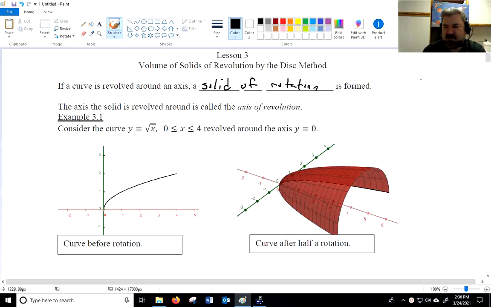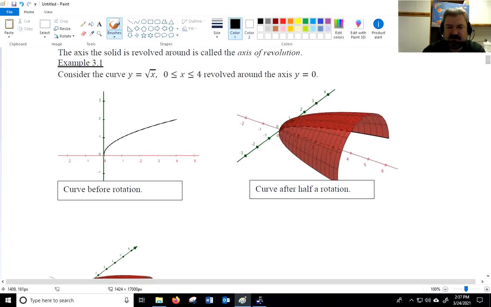Let's consider the curve y equals the square root of x, for a domain of 0 to 4, revolved around the x-axis, around the axis y equals 0. That's the x-axis. So here's the curve, which has an area, and we could find that area fairly easily, right? And if I revolve this up out of the paper, and then around, it would generate this kind of three-dimensional structure. So here's half of the rotation.